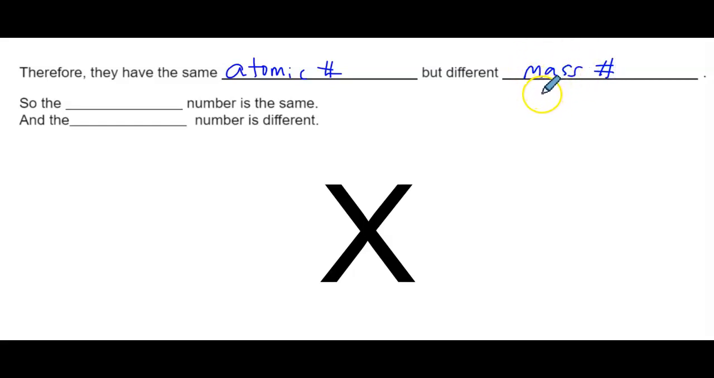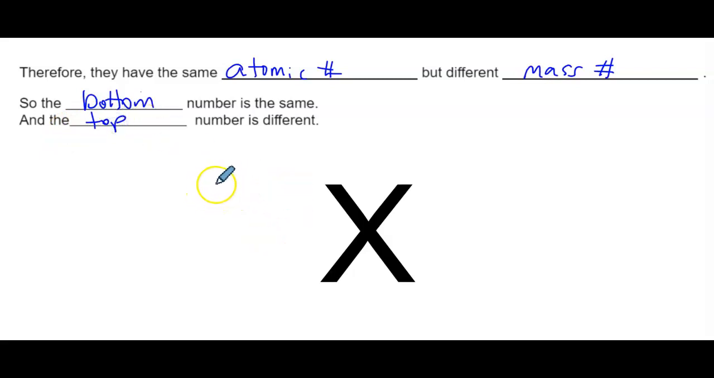So if the neutrons are changing, the mass number is going to change, because protons would stay the same because the atomic number is the same. So therefore, they have the same atomic number but different mass number. So the bottom number is the same, and the top number is different on our nuclear symbol.